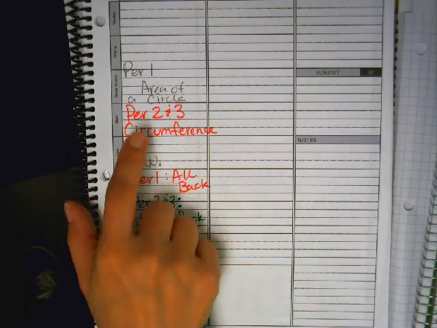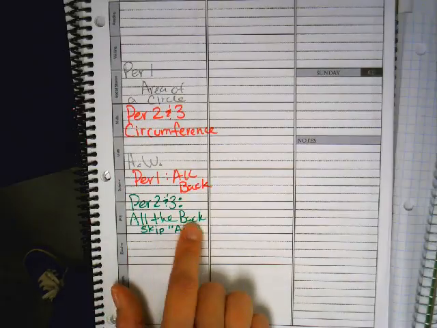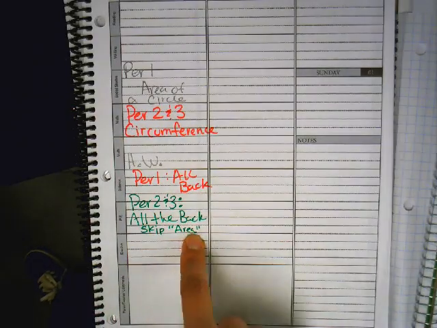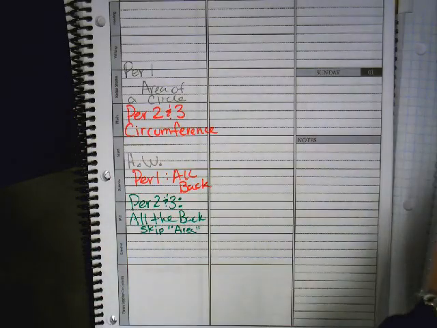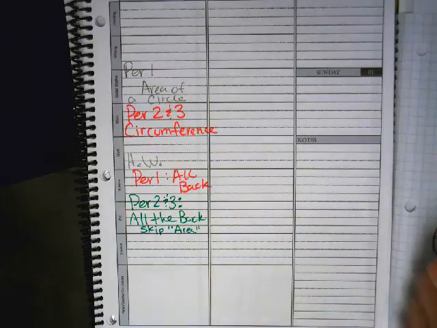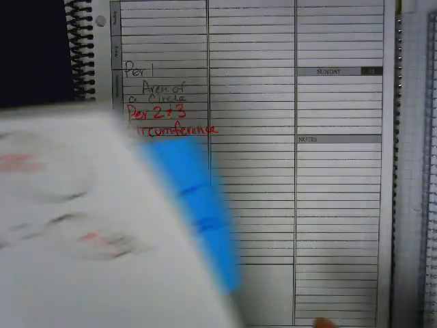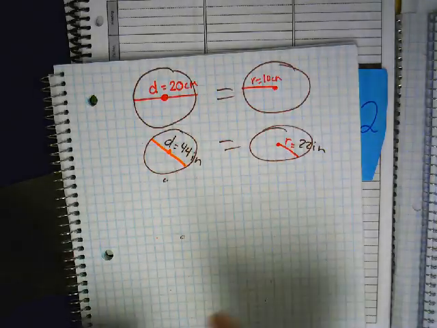Okay, period 2, you're going to be learning about circumference today. Your homework is going to be all the back, but you're going to skip the one that says area. Remember, if you ever forget what the homework is, watch the first 10 seconds of the video. I always say the homework at the beginning, so it's worth watching. All right, so let's go back into our notes for circumference.